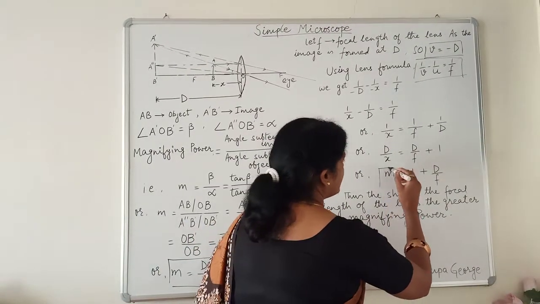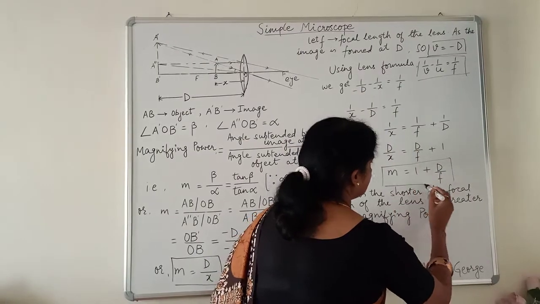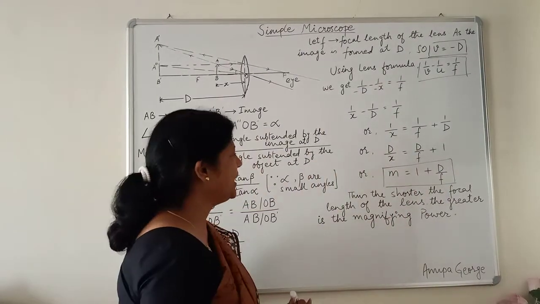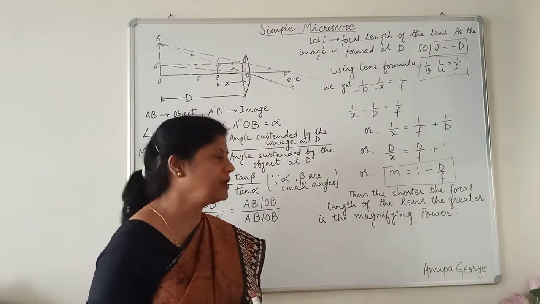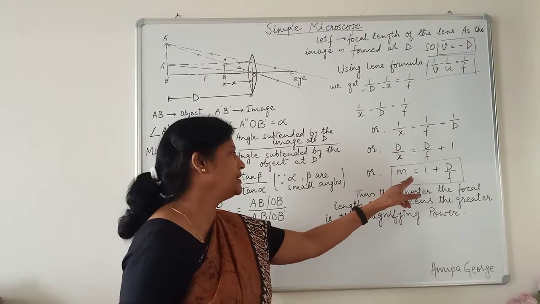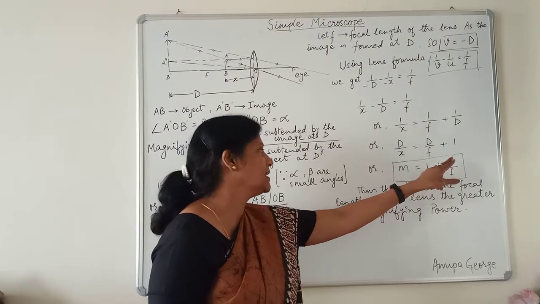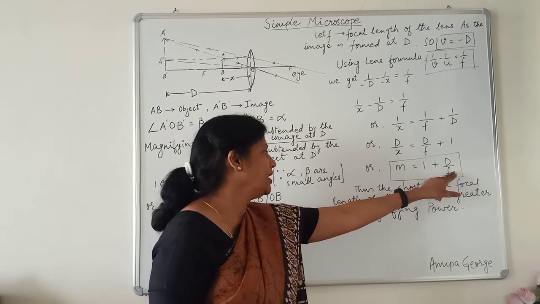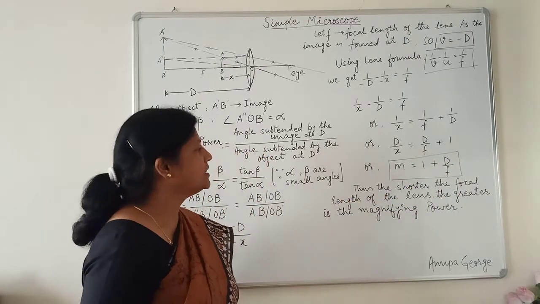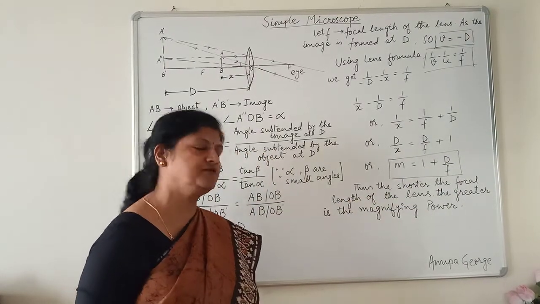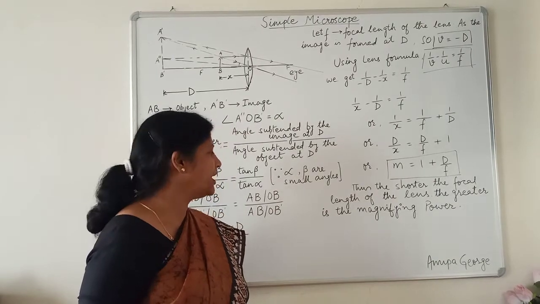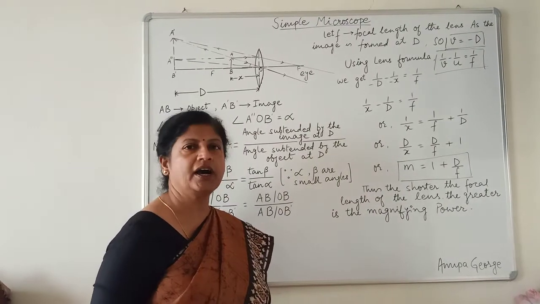Now, we have M, the magnifying power of a simple microscope. M is equal to 1 plus D upon F. Thus, the shorter the focal length of the lens, the greater is the magnifying power.